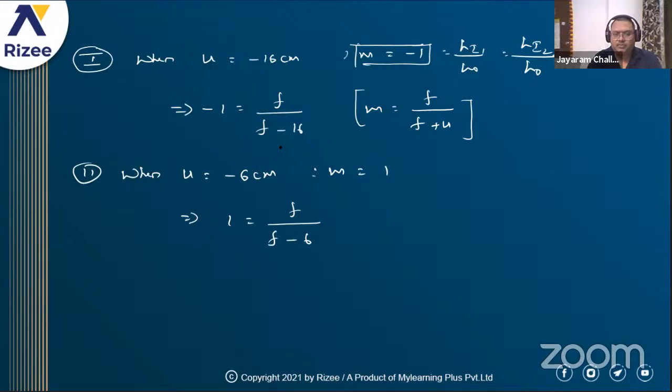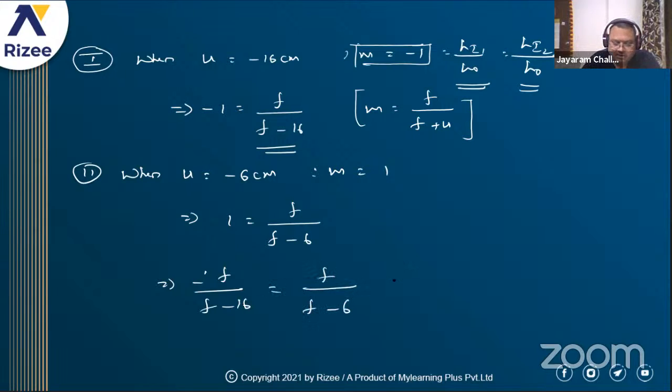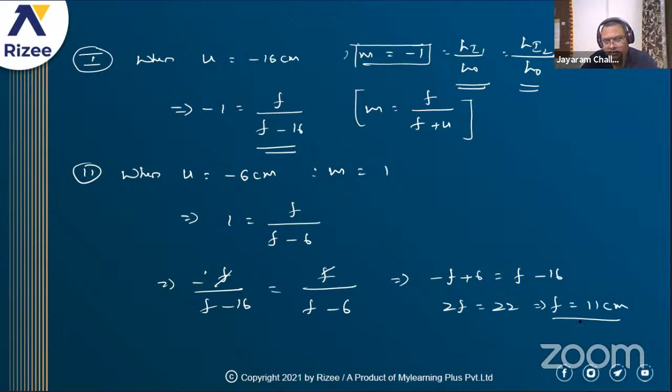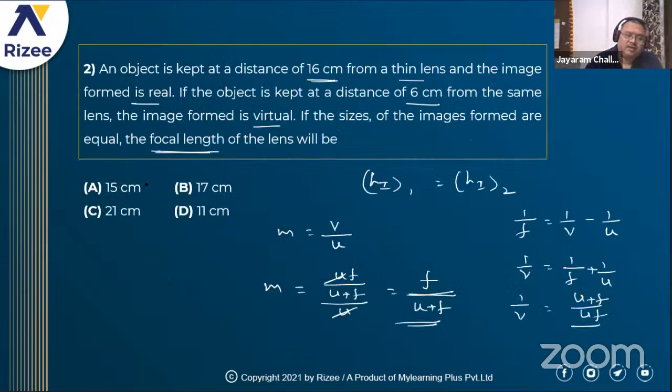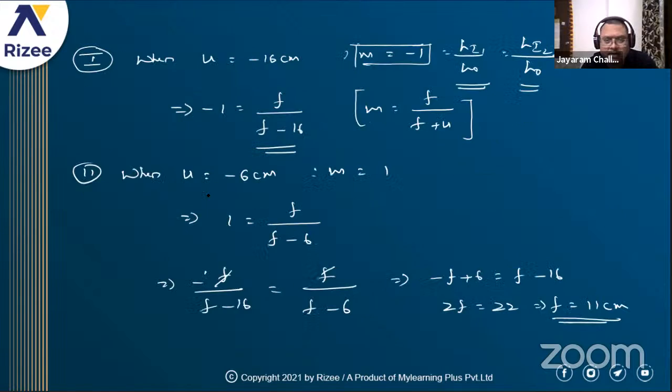So these two should be the same in this case, because their heights and everything are going to be the same, which implies minus of f by f minus 16 is equal to f by f minus 6. So from this one, if I go further, we can write it as minus f plus 6 is equal to f minus 16, or 2f is equal to 22, or your focal length f is equal to 11 centimeters. So this is what has been asked here. So f is equal to 11 centimeters. That comes out to be option D.